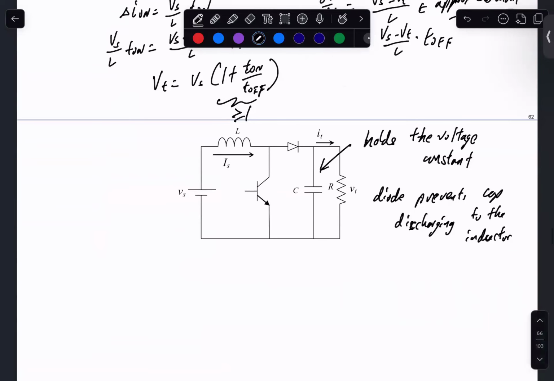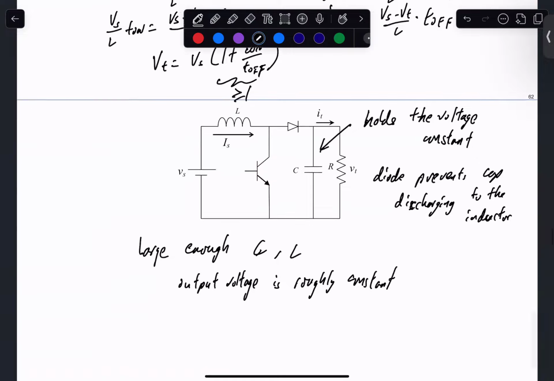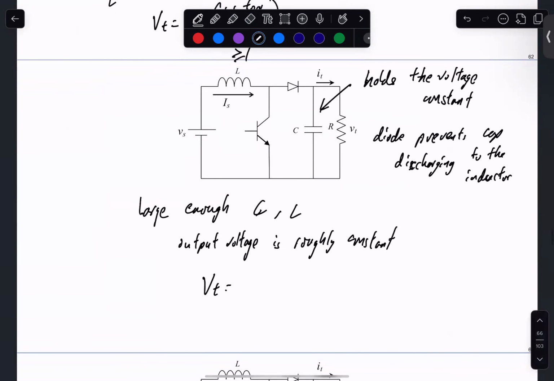So we're going to think of it as, for large enough C and L, the output voltage is roughly constant. We're going to think of really having a constant voltage here instead of something that ripples.